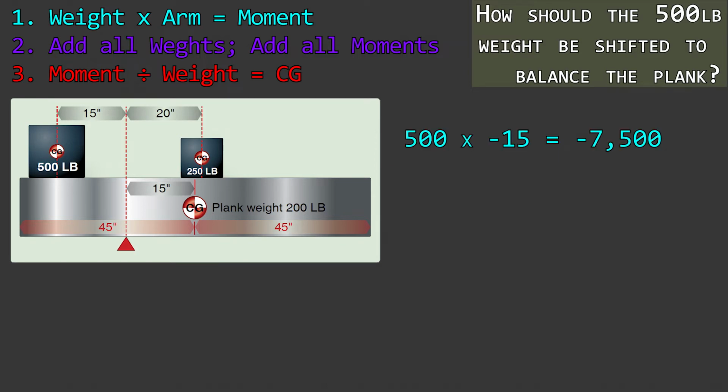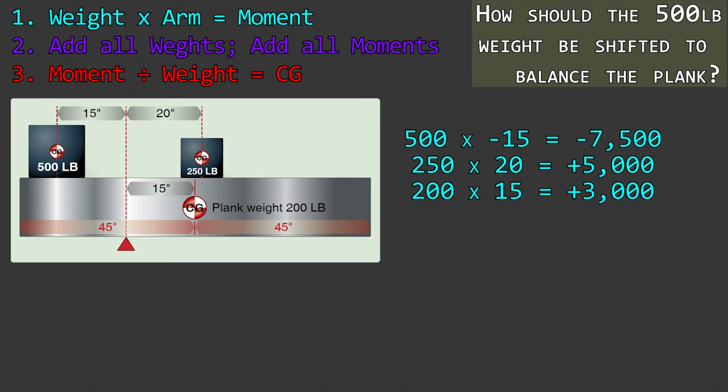500 times minus 15 is minus 7,500. For B, it's 250 times 20, that's 5,000. And then the one other thing we have to add in is the plank, because the plank is not centered like it has been in all our examples. We have to account for that extra weight on the right-hand side. So we do the plank weight of 200 times 15, and that gives us 3,000. So now if we add everything up, the weight is 950, and then the moment is plus 500. So it's not zero, it means we have 500 pound-inches more on the right-hand side than on the left. Remember, if it was negative, it would be on the left, positive is on the right.